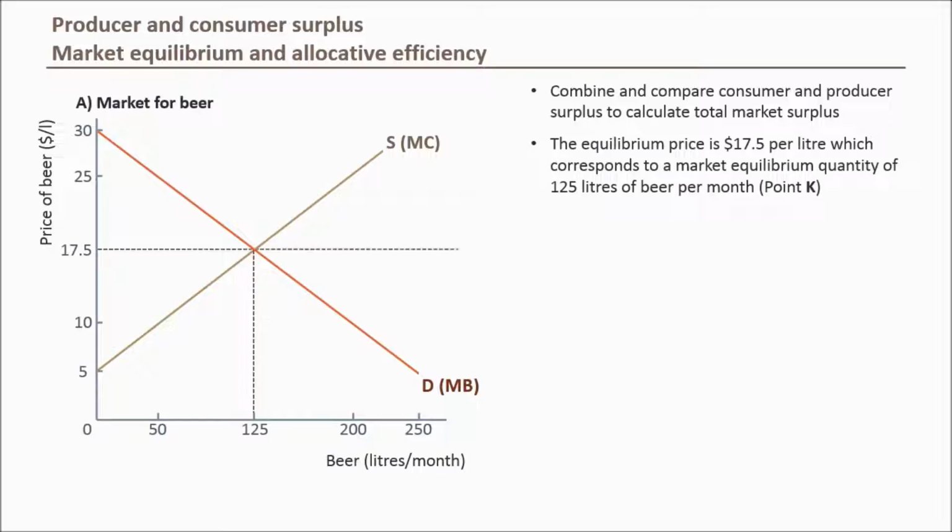Let's assume the market equilibrium price is $17.50 per liter. This gives us a market equilibrium quantity of 125 liters of beer per month being produced and consumed.